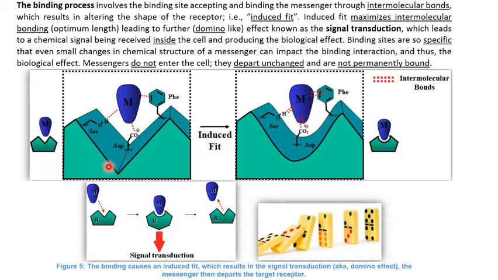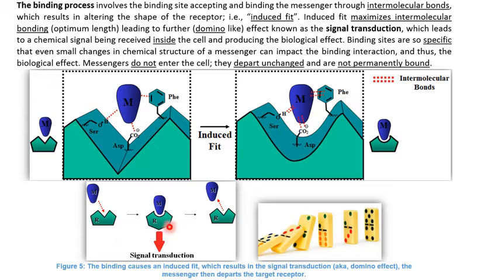And notice also how as a protein we have some amino acids such as serine, aspartate, and phenylalanine binding to the messenger here and making these bonds stronger. The resulting induced fit maximizes these intermolecular bonds and results in something called signal transduction, which is a signal that's transferred inside the cell to produce the biological effect.